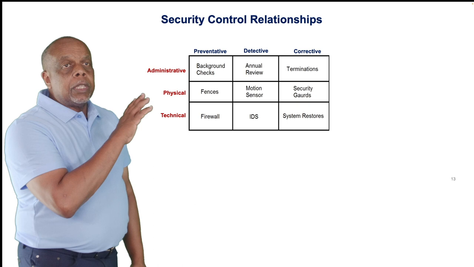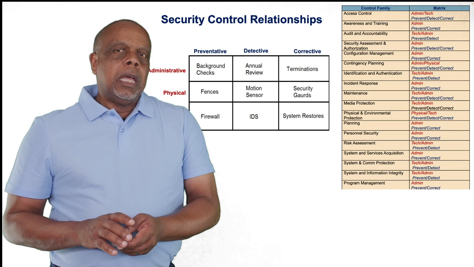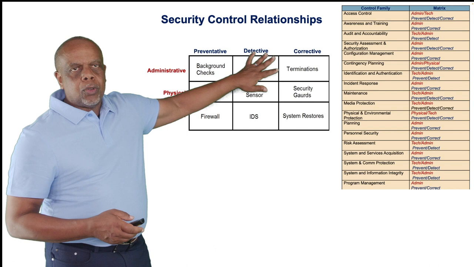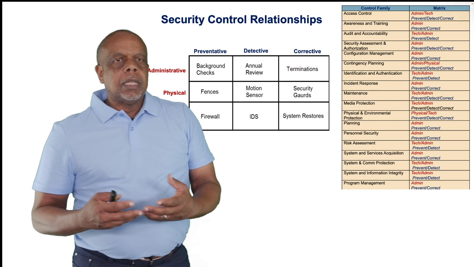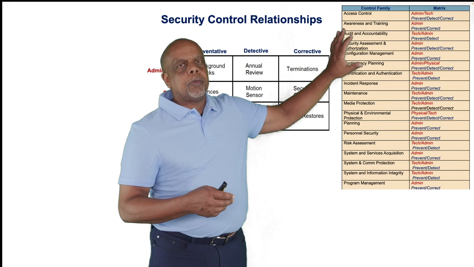So when you think about the control relationships, when you look into any of these frameworks that I just talked about, you're going to see control families. And these families of controls, everything from access control, training, auditing, identification, authentication, incident response, are now the tactics and techniques used to reduce risk in these particular areas. Now you'll see some of these are administrative, some of them are technical, and most are a combination of both.